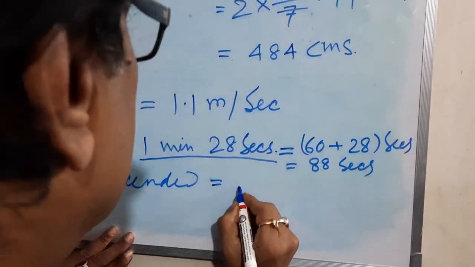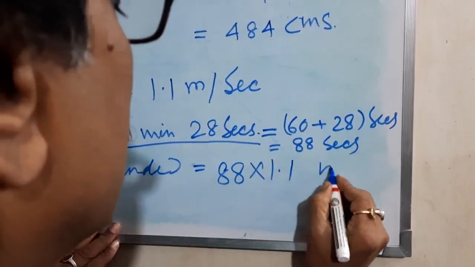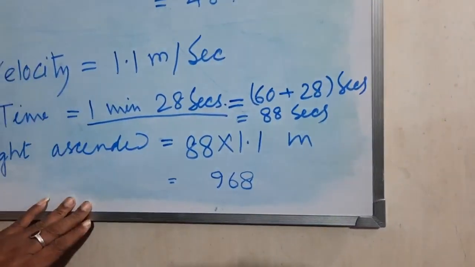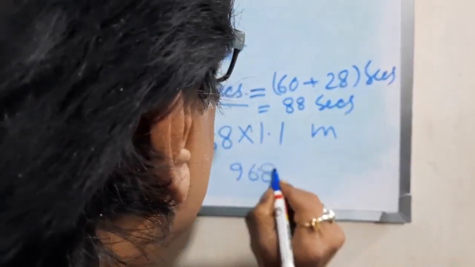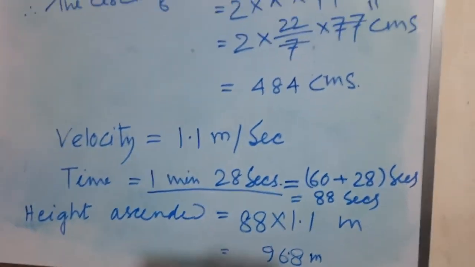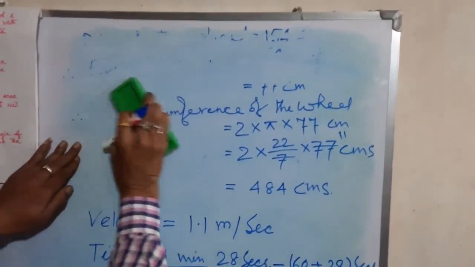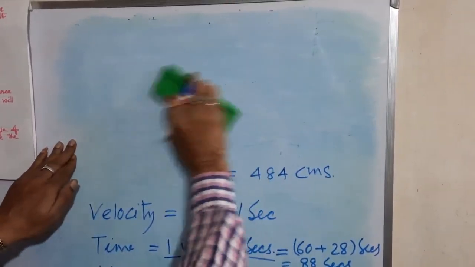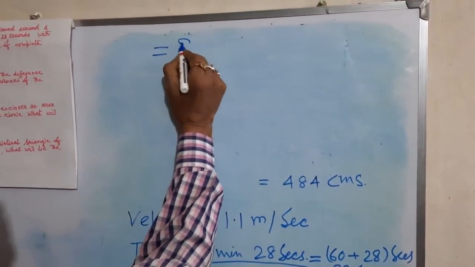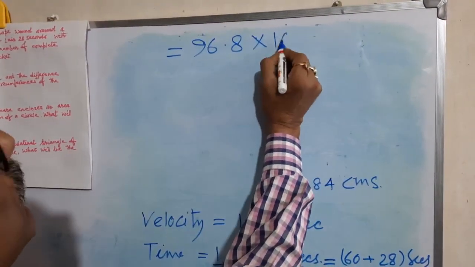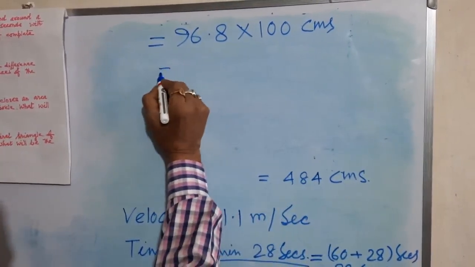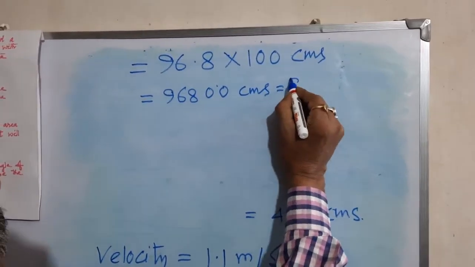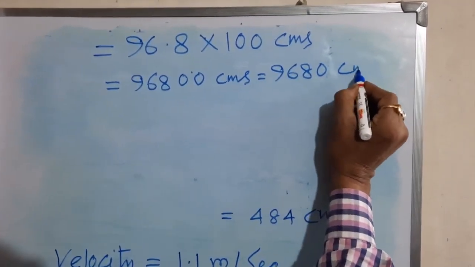Height ascended in 88 seconds is equal to 88 into 1.1 meters, which is equal to 96.8 meters, which is equal to 96.8 into 100 centimeters, which is equal to 9680 centimeters.